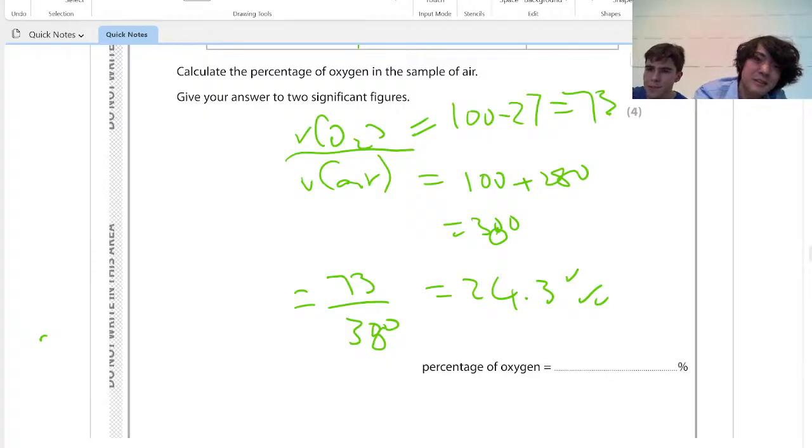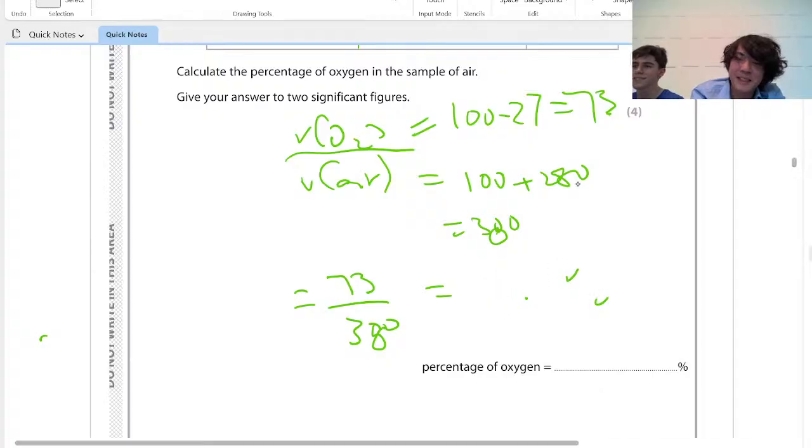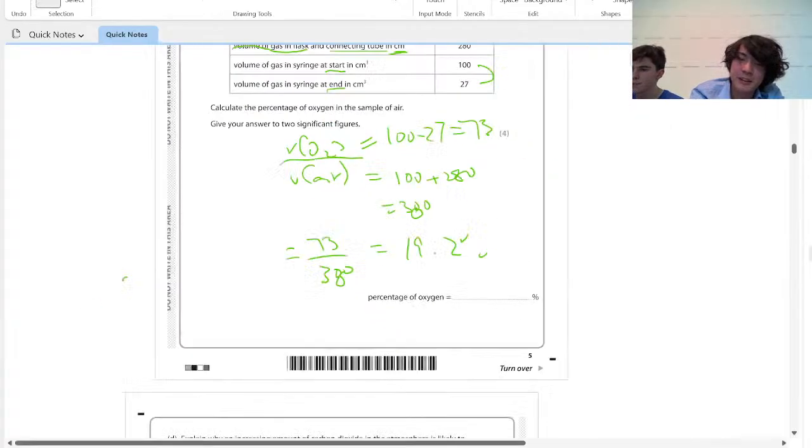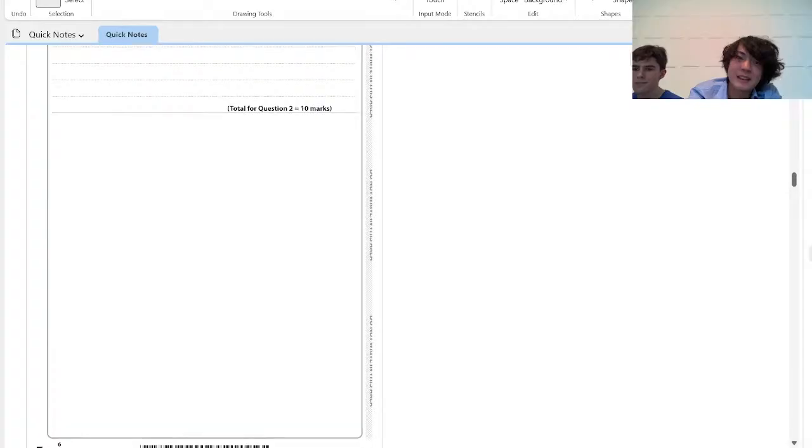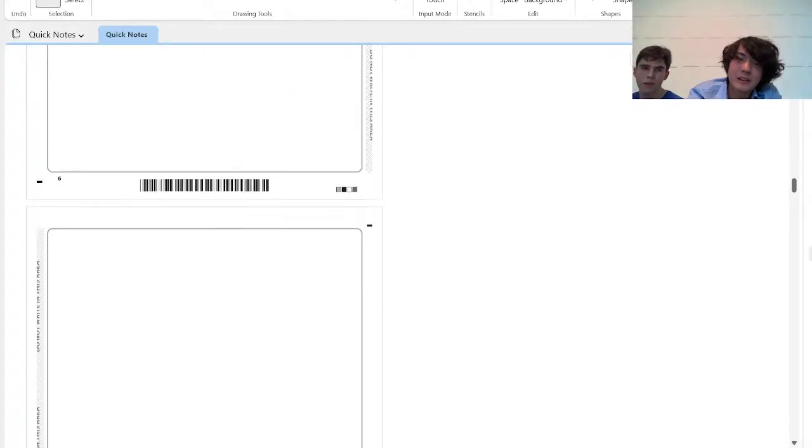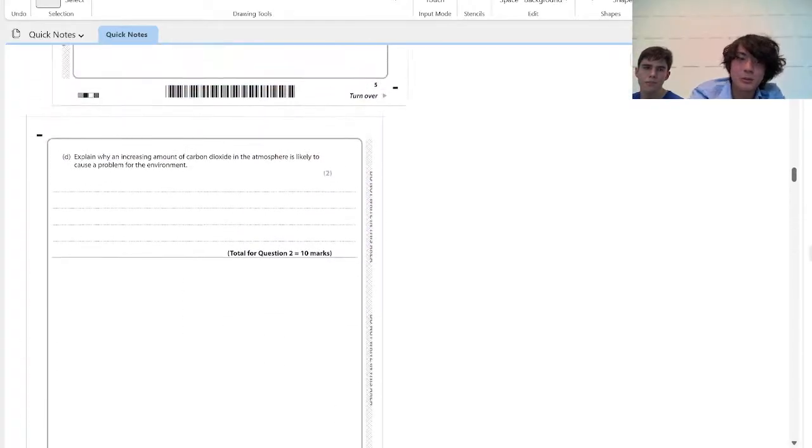Some chemi whiz you turned out to be. 19.2%. Great. Okay, should we go from the back? Back? Why? Are we going to go through the entire paper?